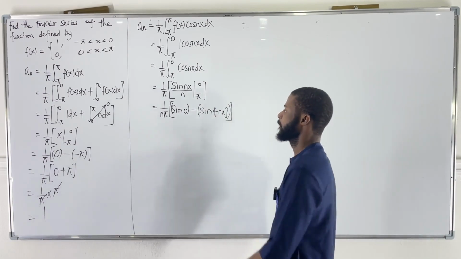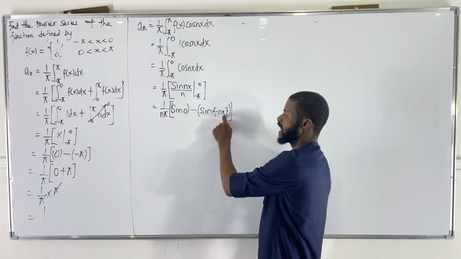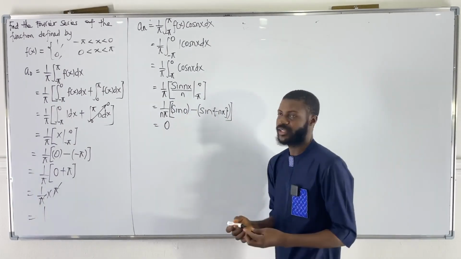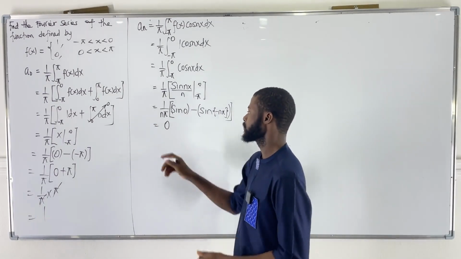Now the thing is, sine 0 is 0. Sine of n pi or minus n pi is still 0. So everything here will just give me 0. I don't think I should be stressing myself with that. Every single thing there will give me 0. So that one is gone.